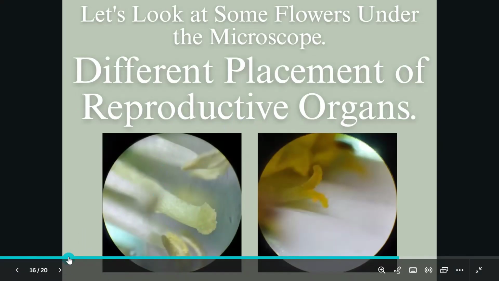Apologies, I want to get this bottom bar gone, but I don't know if I will succeed. That's okay. We'll leave it.